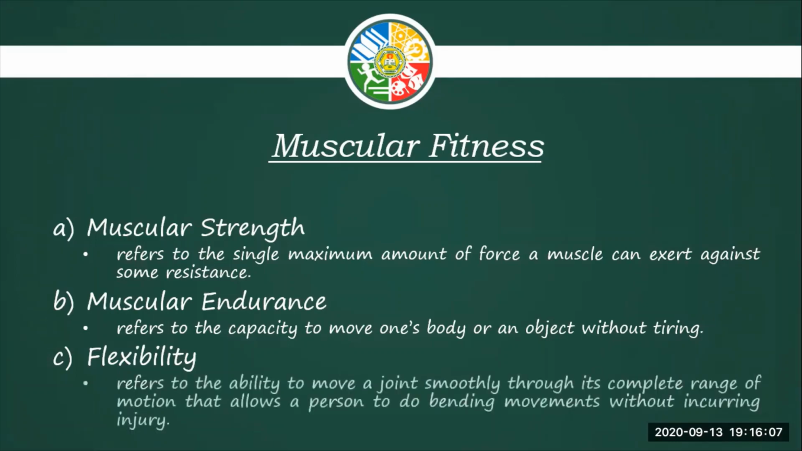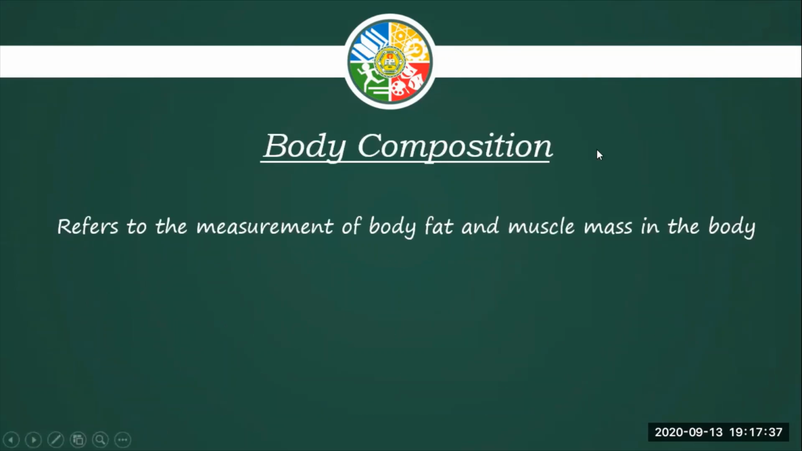For flexibility, this only refers to our ability to move a joint without feeling pain or having injury, such as moving your fingers or moving your neck. Body composition, from the term itself, refers to the measurement of body fat and muscle mass in the body. An example of this is the body mass index, which I believe you already gathered during your previous years.